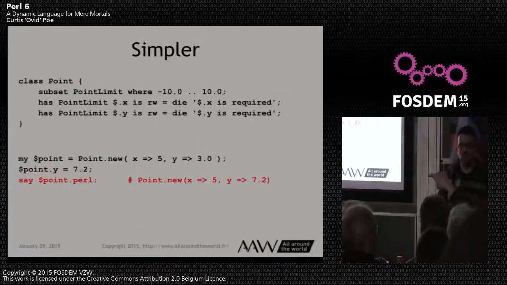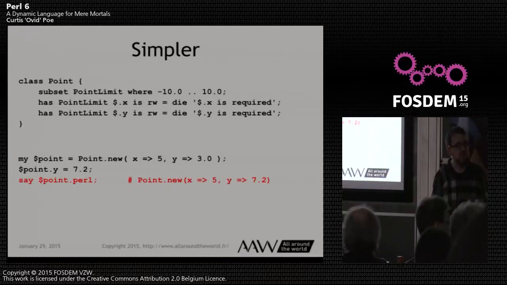The subset Point limit is now limited to this class Point. It's not visible outside the class Point. Is that correct? Yeah, what's the scoping on that? Well, subset is a type, so it's probably an our-scoped declaration. Okay, I've got a minute left, so I think that's it.